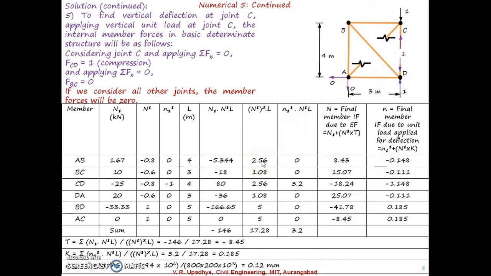So that was the discussion regarding how to go about the analysis of an indeterminate truss using the unit load method to find either horizontal deflection or vertical deflection at a particular joint. That was the discussion regarding this lecture. I am concluding this lecture with this discussion.